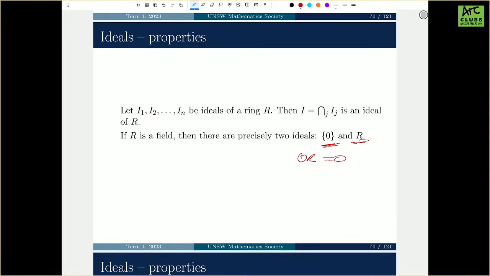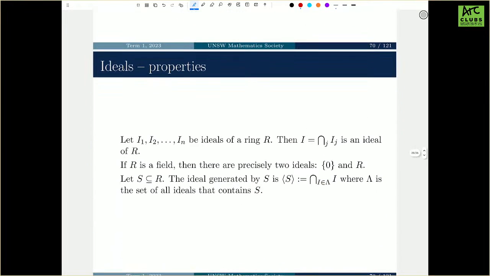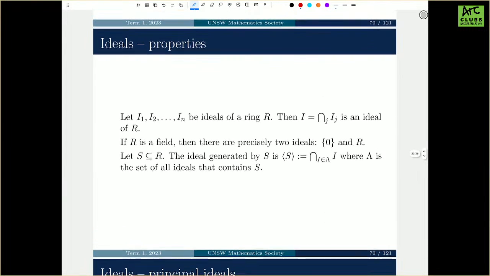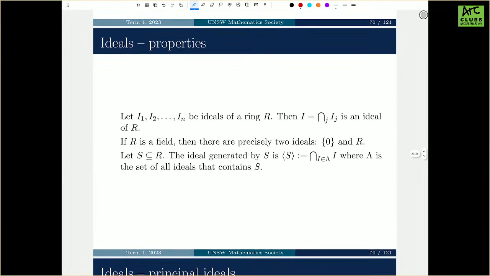Actually, this statement here is an if and only if thing. So R is a field if and only if there are precisely two ideals. It's a good thing to keep in mind. And we'll use that property as well.